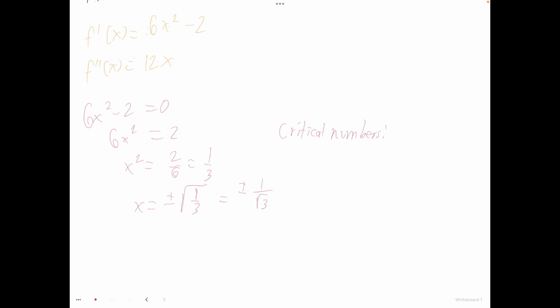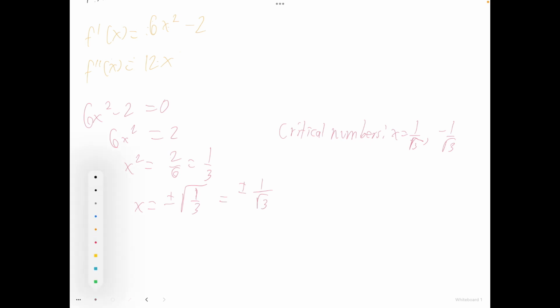So our critical numbers are x equals 1 over the square root of 3 and negative 1 over the square root of 3. And now we're going to use the second derivative test, so we're going to plug these into the function f double prime.